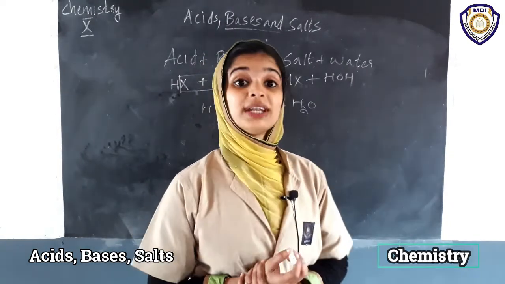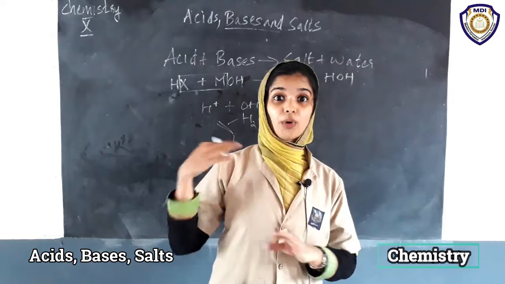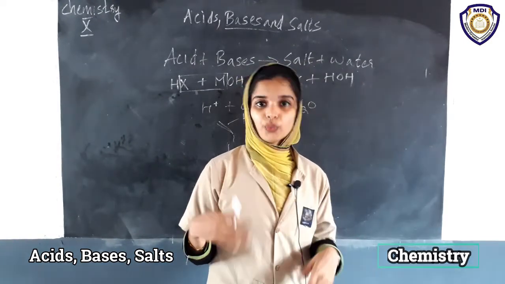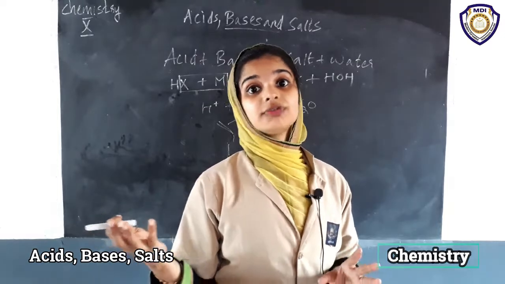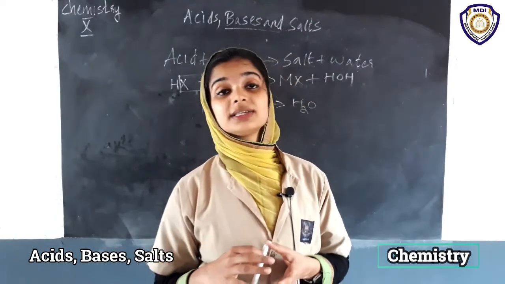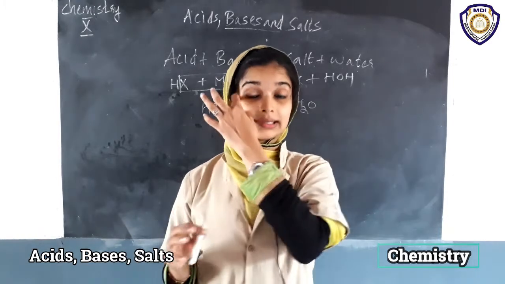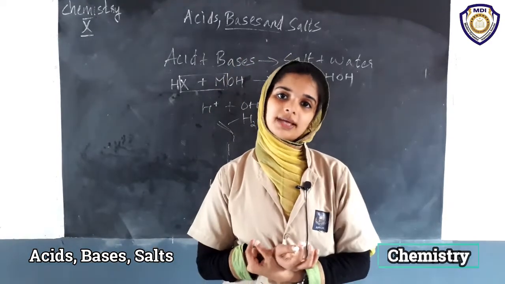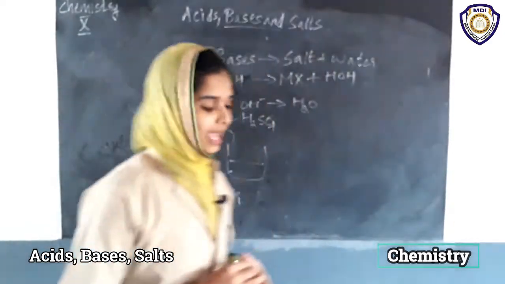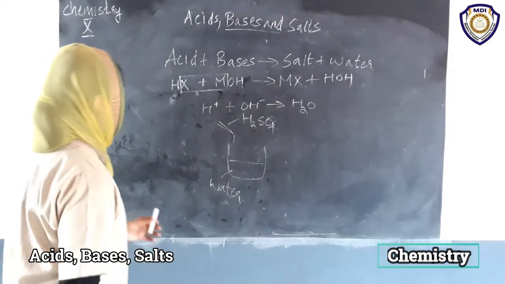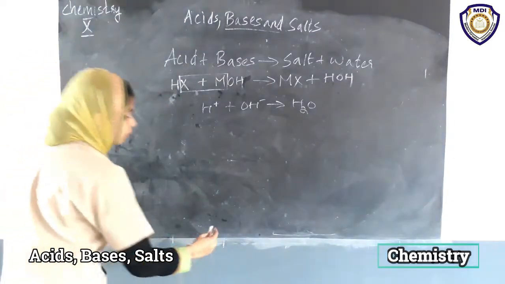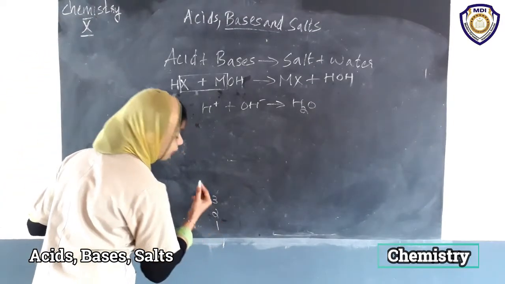So we can say that depending upon the hydrogen ion concentration, the strength of the acid changes. When the H plus ions increase, the acid becomes stronger. When the H plus ions decrease, the acid becomes weaker. And in the case of bases, an increase in OH minus ions increases the strength, and a decrease in OH minus ions decreases its strength. So there is a scale from 1 to 14.